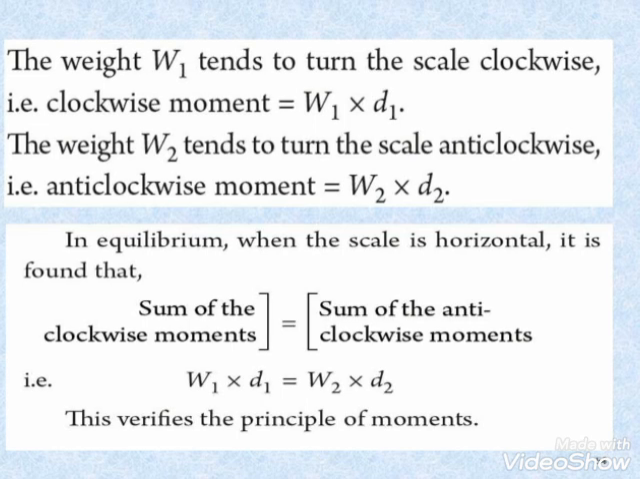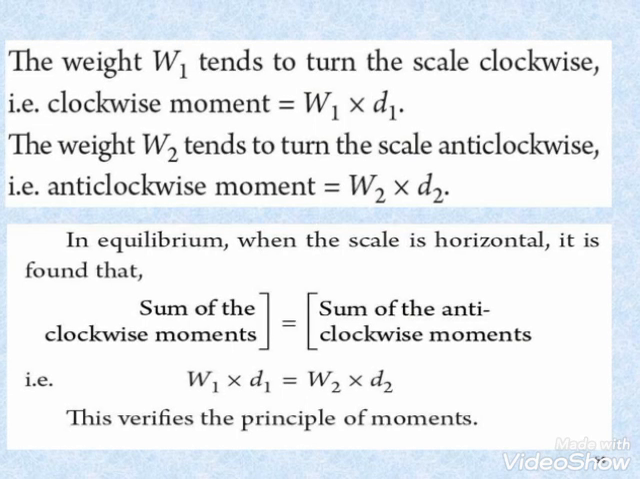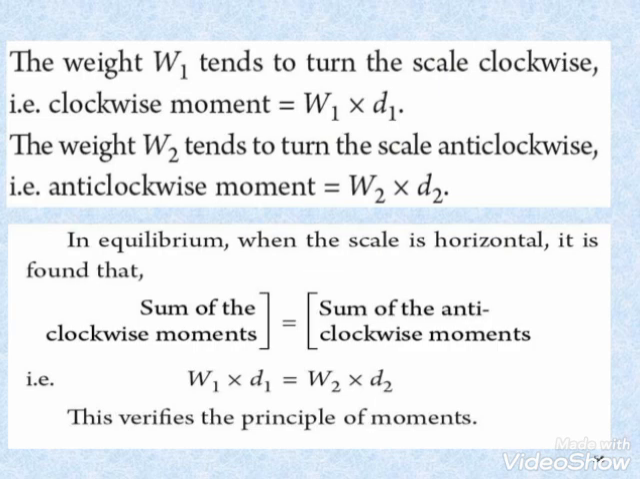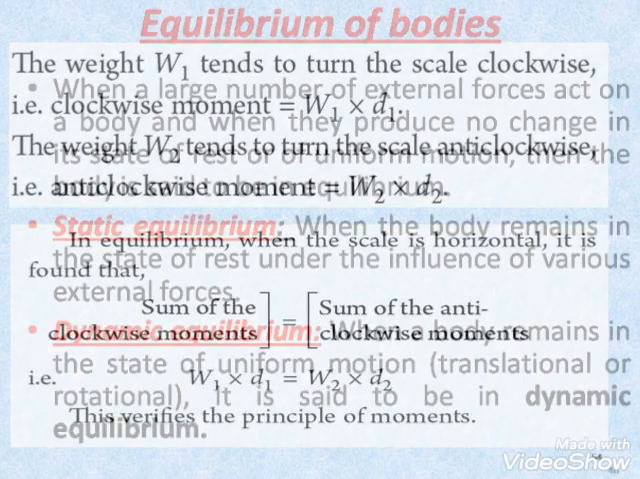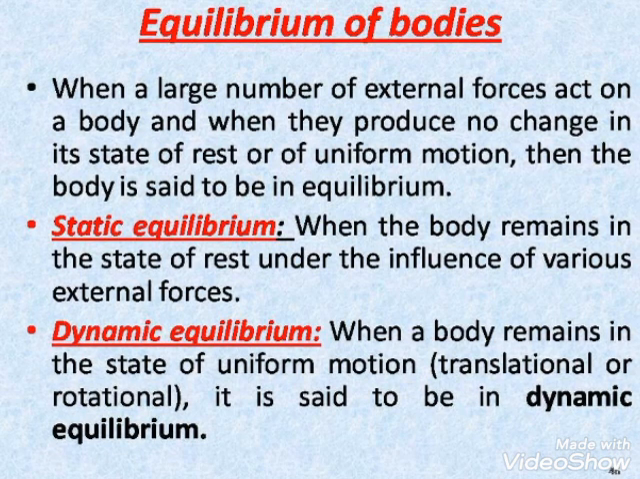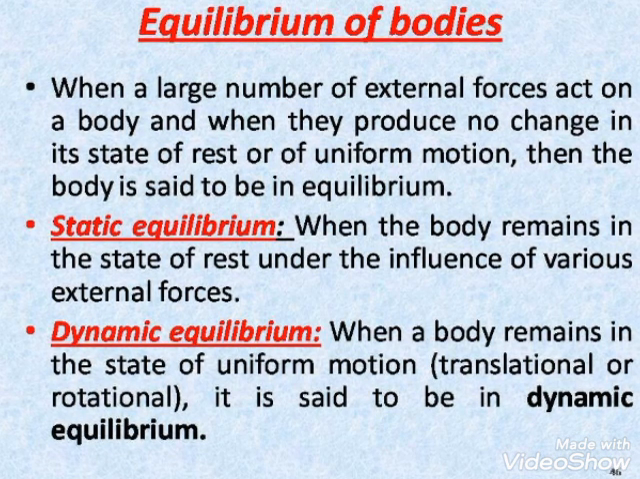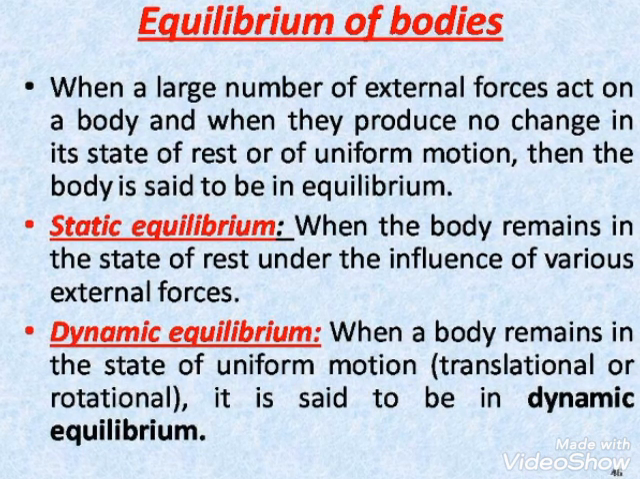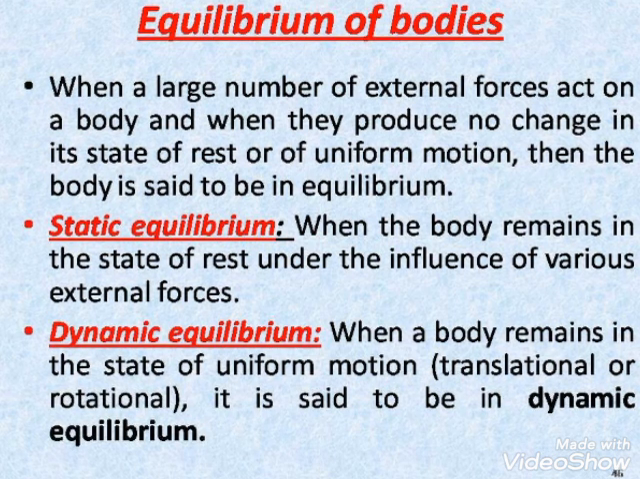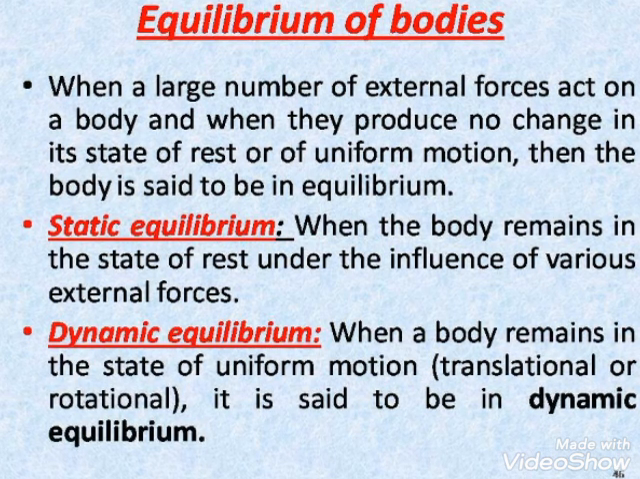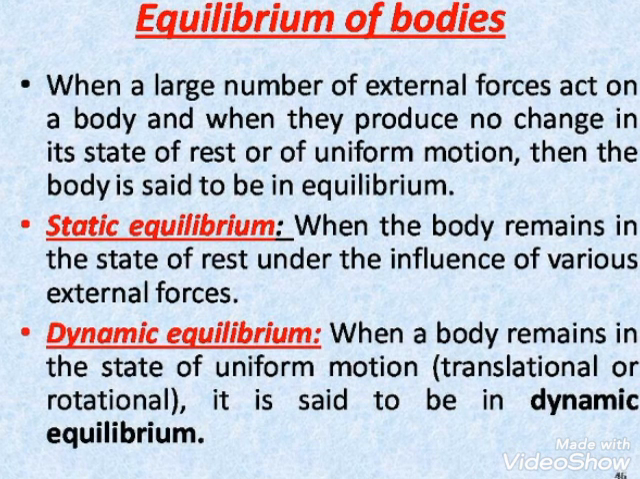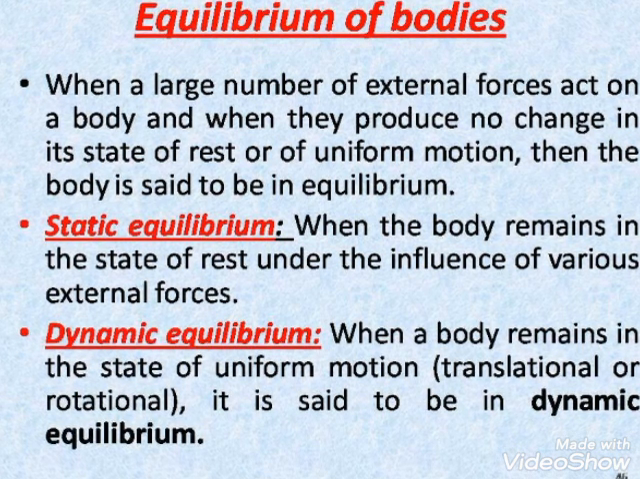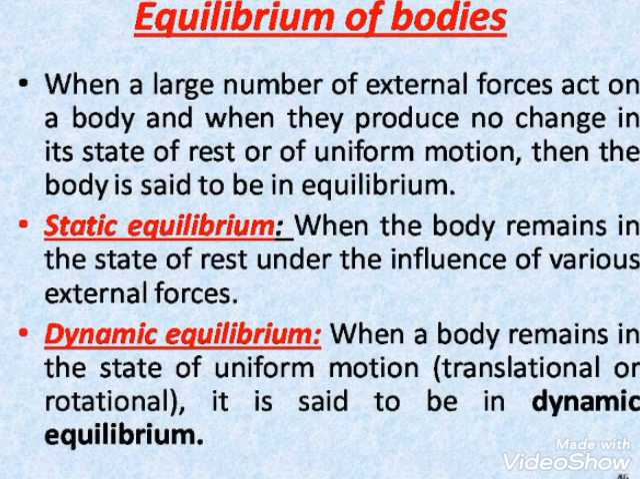This we are using in our numericals, where we are calculating the unknown out of the 4. For example, in a numerical, you can use this and find out any weight which you are suspending in a particular object. Coming to the equilibrium of bodies, you all know that when a large number of external forces are acting on a body and they do not produce any change in the state of rest or of uniform motion, then they can be either in static equilibrium or dynamic equilibrium.